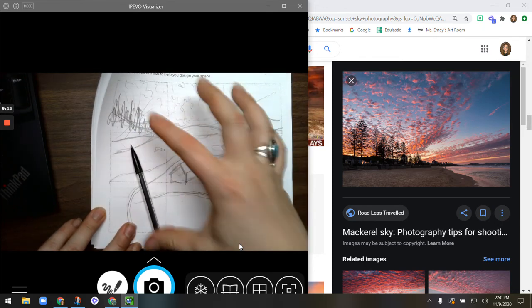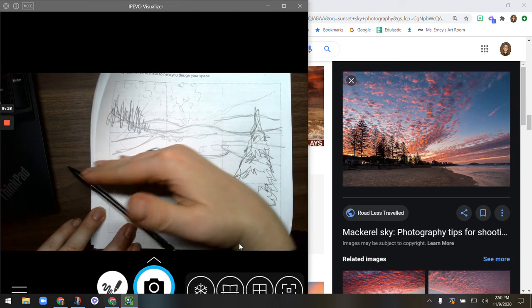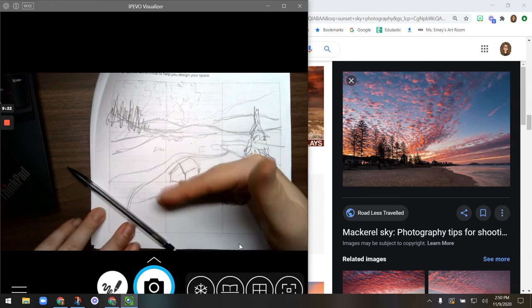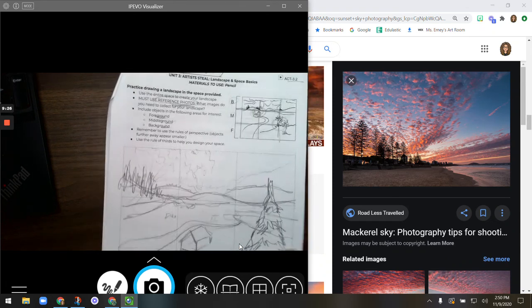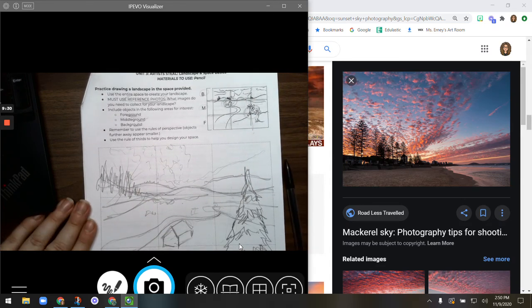Like, what does your landscape really look like? How much room do you need? Try not to bisect your composition by putting your horizon line in the middle. Push it up or down depending on what it is that you're drawing, okay? So that is our activity 3.2, just trying to get understanding of landscapes and space.